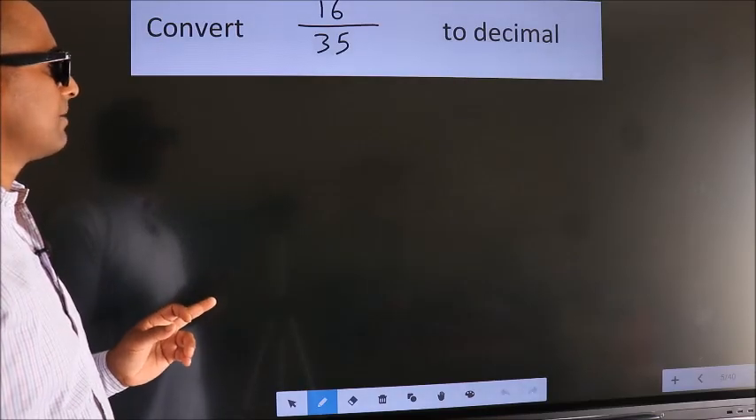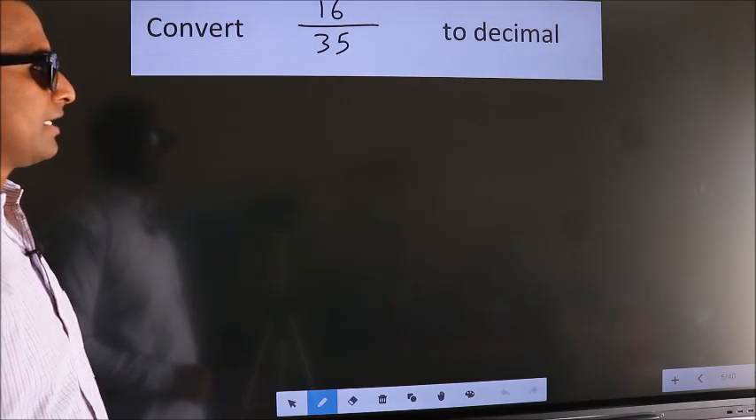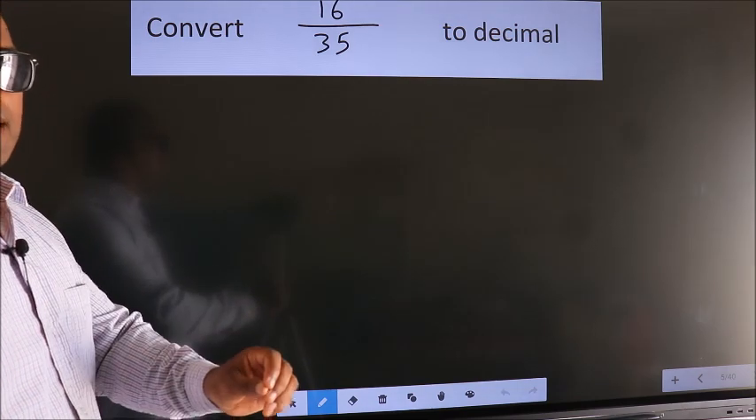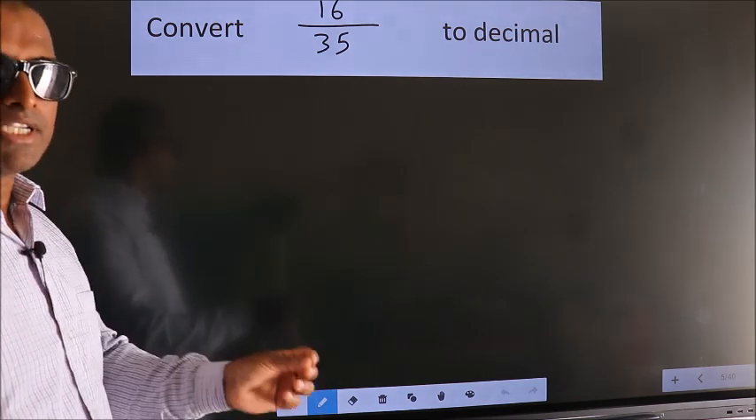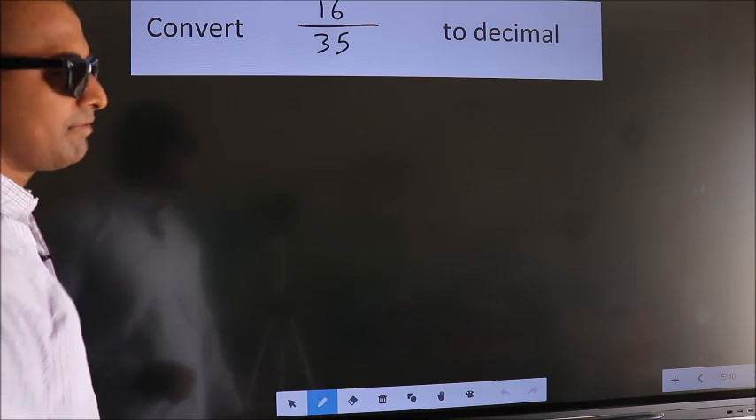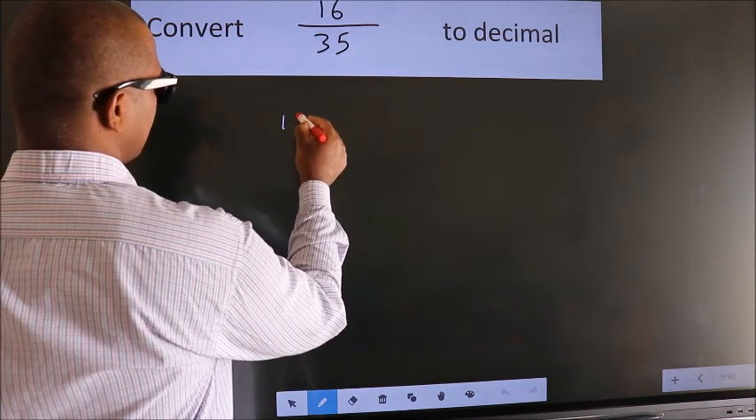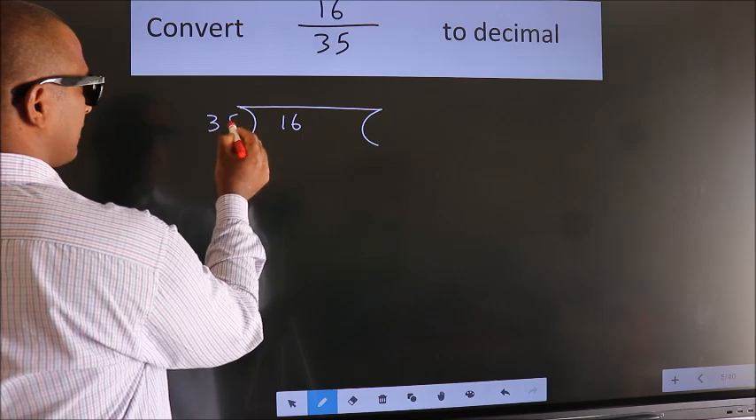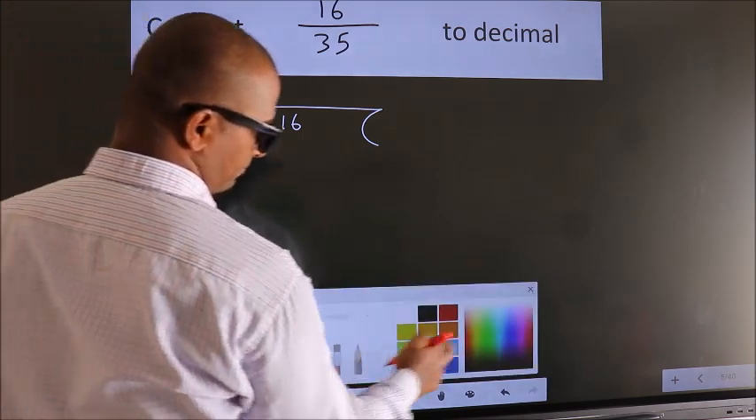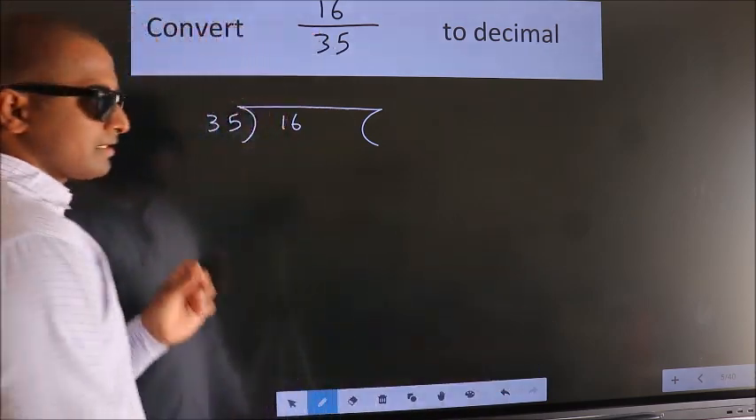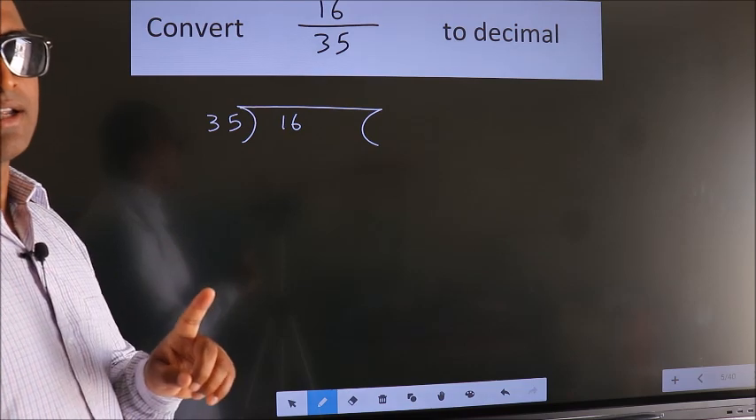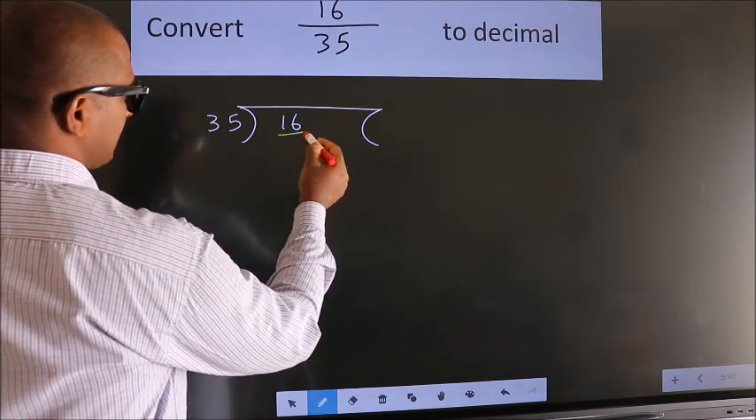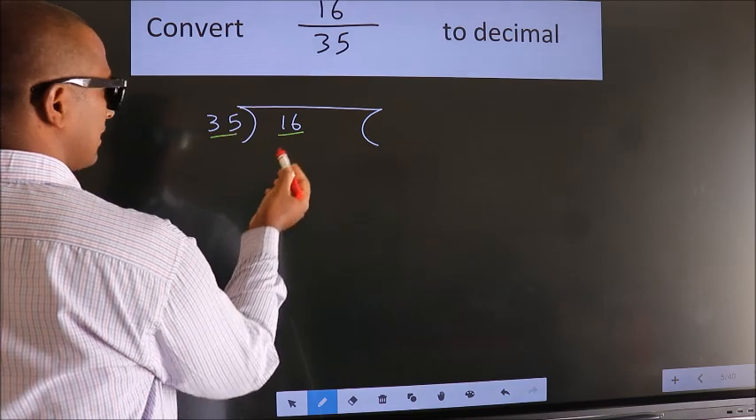Convert 16 by 35 to decimal. To convert this to decimal, we have to divide, and to divide we should frame it in this way. 16 here, 35 here. This is your step 1. Next, here we have 16, here 35.